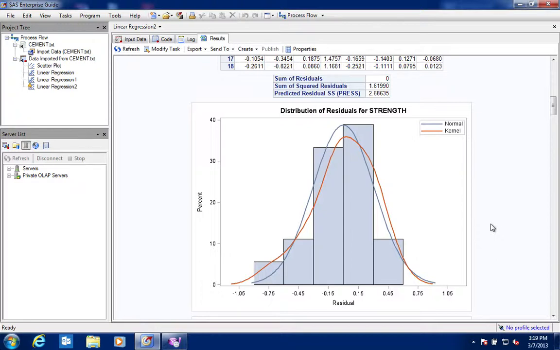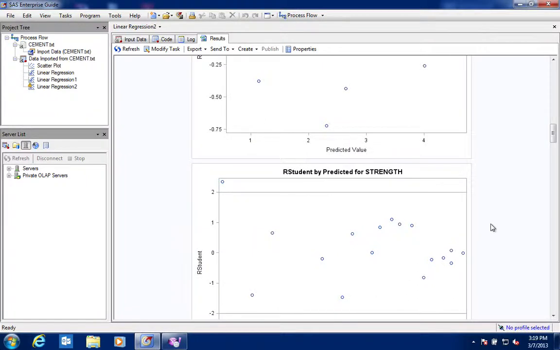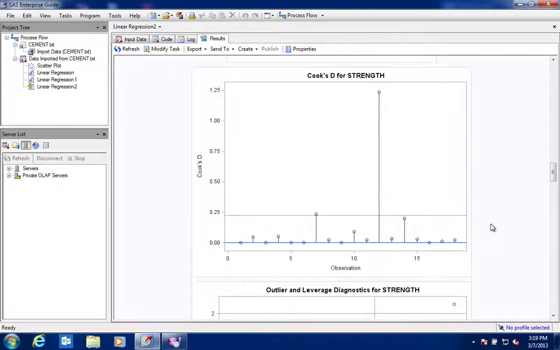So constancy of variance. I think this is good. This is much better than even the second one. What do you think? So I can say here that constancy of variance is obtained. No serious concern about constancy of variance.